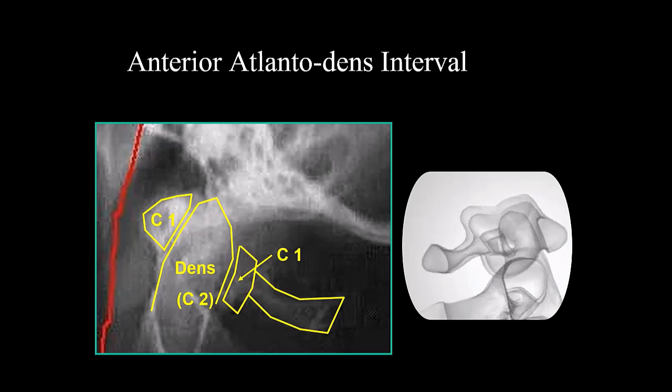If it's greater than 3.5 millimeters, we have an injury. If that injury is greater than 5 millimeters, we have not only an injury, but we also have a rupture and instability.